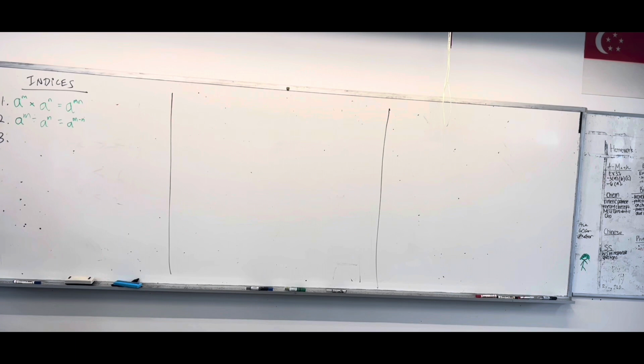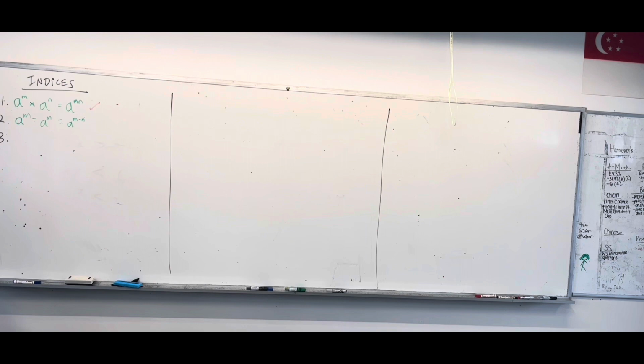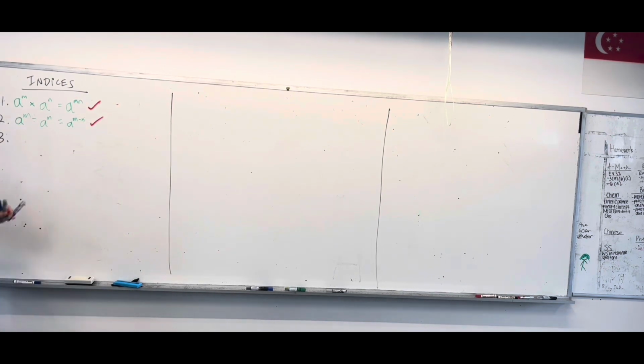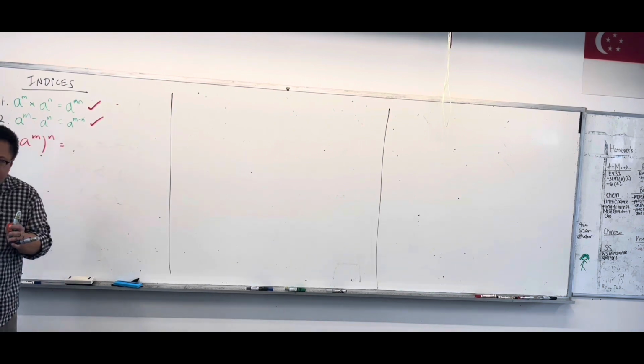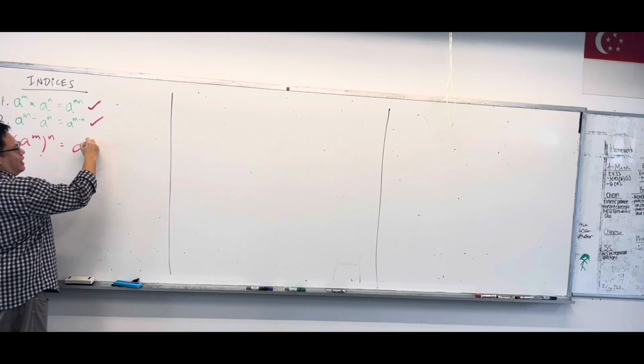So the first 3 laws are: the first law, multiply two expressions with the same base. When the base is the same, add up the power. What happens when you divide 2 expressions with the same base? Subtract the power. What is the third law? A to the power of m raised to the power of n. When you have a to the power of m, you raise to the power of n, it gives you a to the power of m times n.